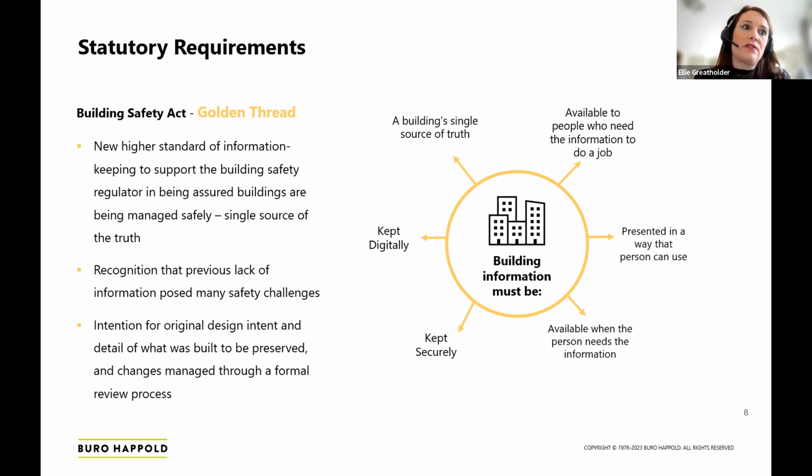and an intention for the original design intent and detail of what was built to be preserved, and changes managed through a formal review process, so no surprises. So that building information management needs to tick lots of boxes. It needs to be the building's single source of truth. It needs to be available to the people who need the information to do a job, i.e. easily accessible. It needs to be presented in a way that the person can actually use it. It needs to be available when they need it, and it needs to be kept securely and kept digitally.